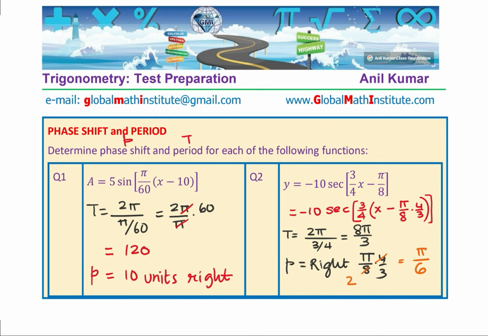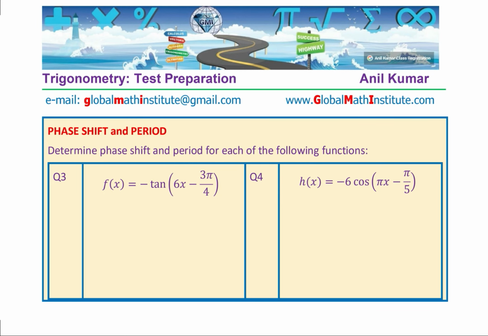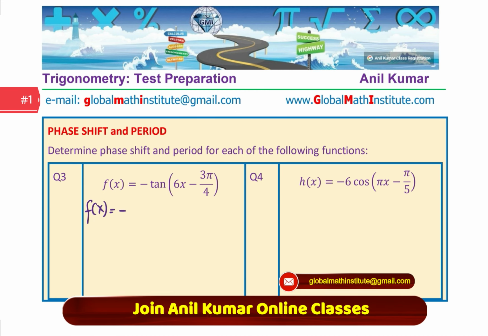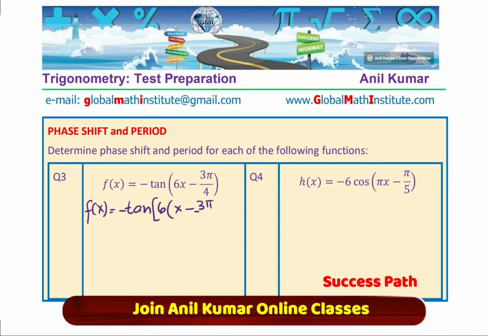Now let's look into the other two. Now here we have tan function and the cosine. What is the period for tan? Think about it and then we are going to answer it. Okay. First step, rewrite the function. So f of x will be equal to minus tan. Factor out the coefficient of x, which is 6. And we get x minus 3 pi by 6 times 4, which is 24, right? We'll again simplify this in our phase shift expression.